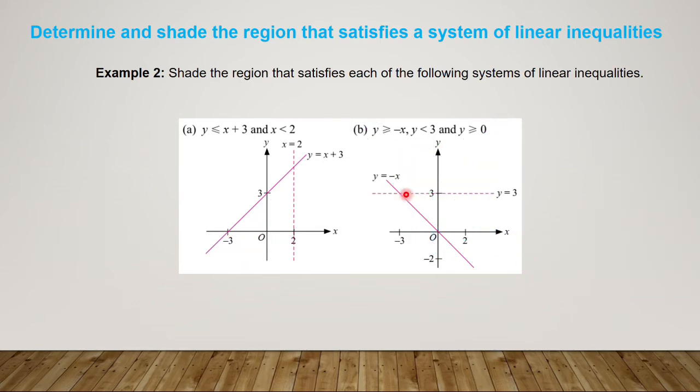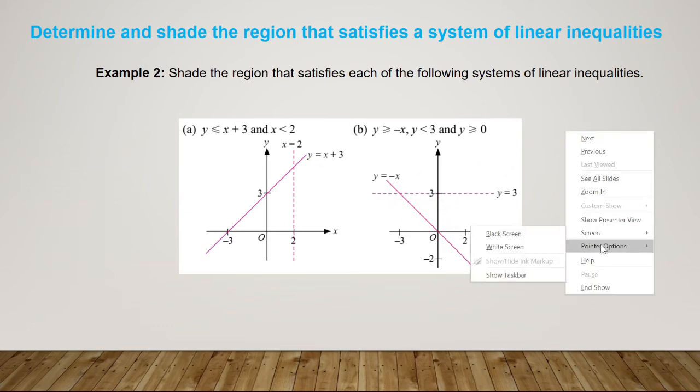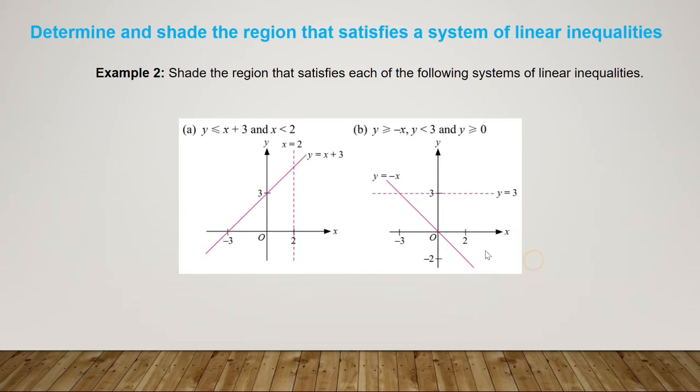So we see again, y is greater than negative x, so it is on top of this graph. And then y is less than 3 is down here. Y is greater than or equal to 0 is on top here. So can you identify the region already? The region is here. This is the region that satisfies all 3 linear inequalities.